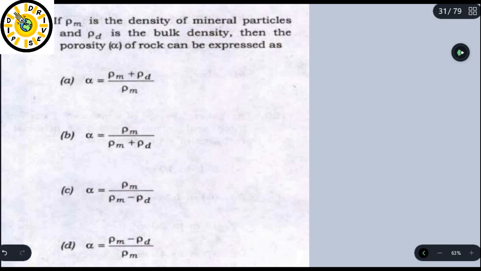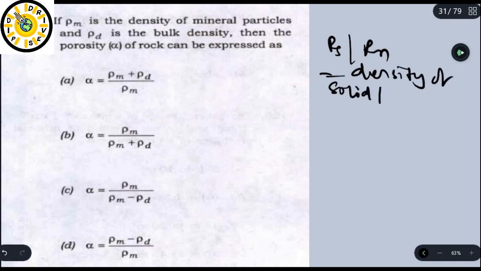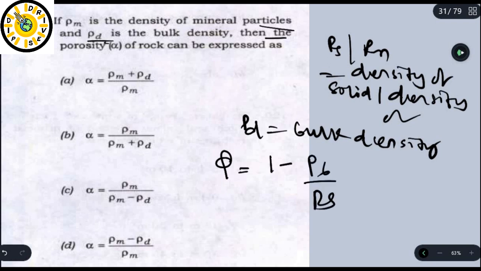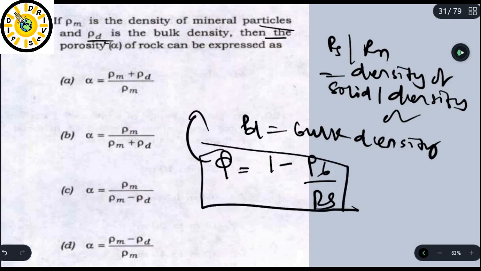So if the density of the matrix, or density of mineral particle or solid particle, rho s or rho m, is the density of solid slash the density of mineral, whichever you take, particles, and rho b is the bulk density, then the porosity is, you know, right, 1 minus rho b by rho s. So this is the formula for calculating the porosity. So rho s minus rho b upon rho s.